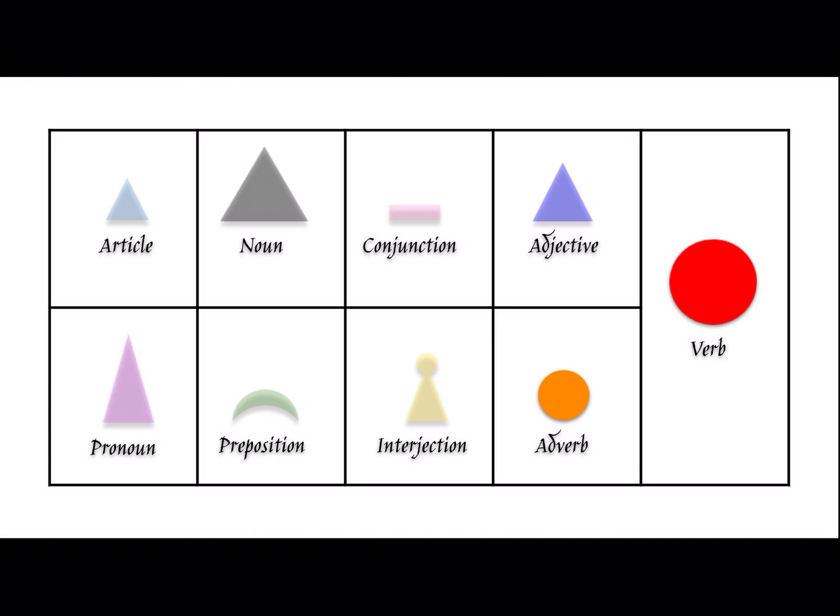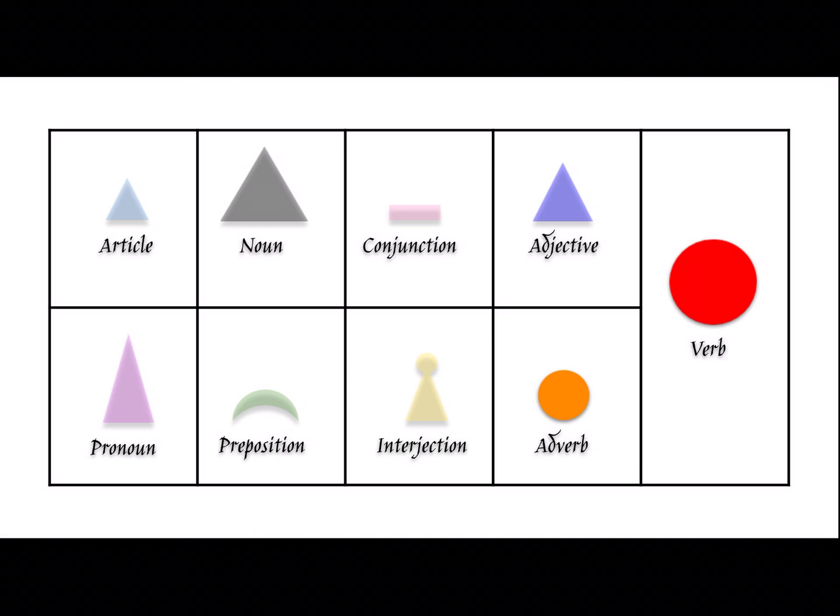Now, the verb is symbolized with that red circle. You might remember that from grammar lessons that you've had. And a verb is an action word. A really easy way to think about that is, think about a rubber ball bouncing. Bouncing is an action. And so it's symbolized with this red circle that you see here.